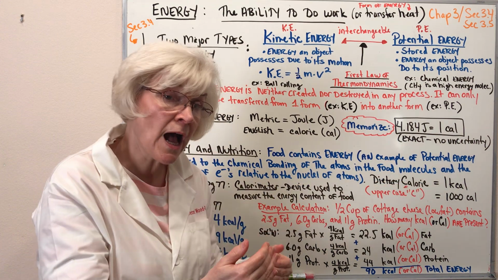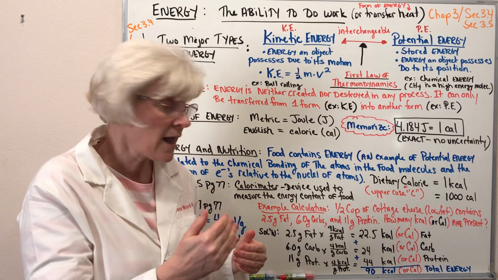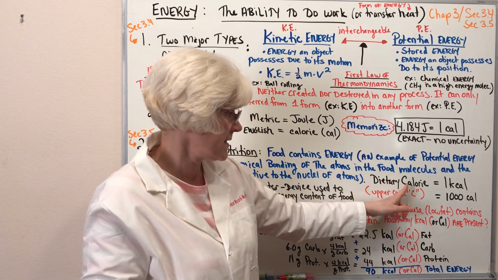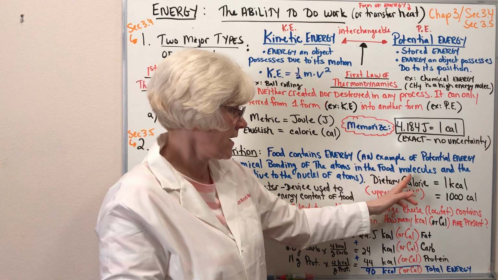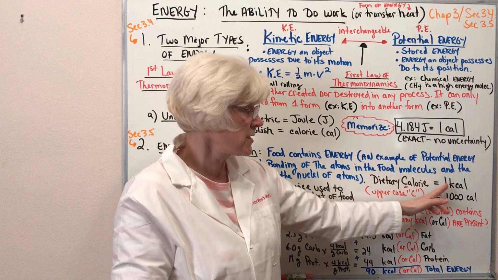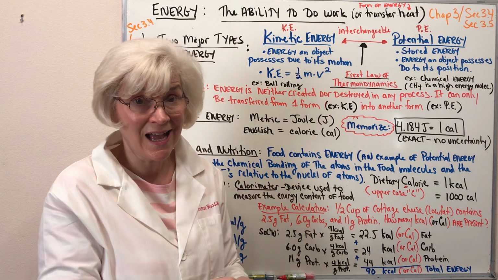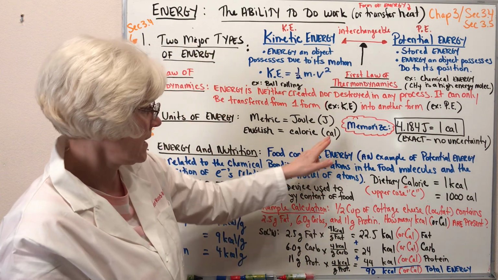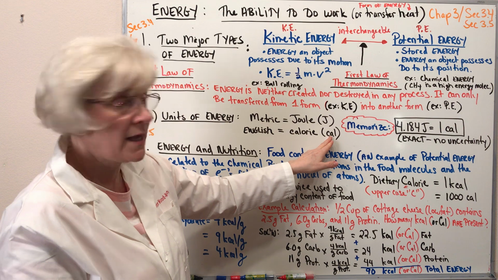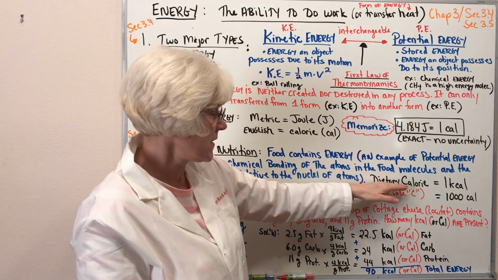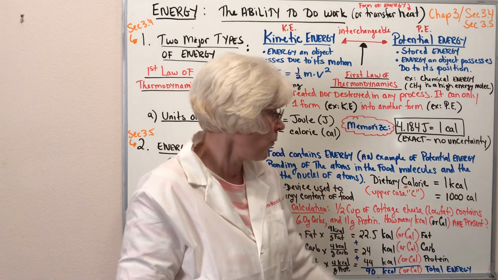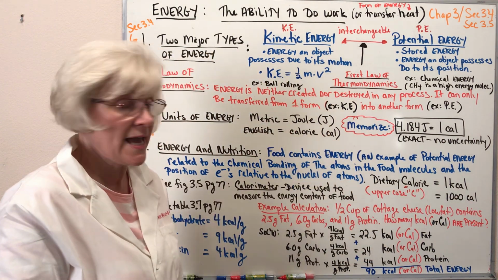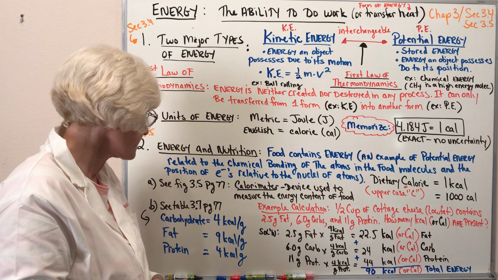Please note that when we are expressing the energy content present in food, we are going to use the term calorie, but this time with an uppercase C, a capital C. In other words, a dietary calorie is actually equal to 1 kilocalorie, lowercase c, that we were looking at here. So a dietary calorie is equal to 1 kilocalorie, or 1,000 lowercase c calories.